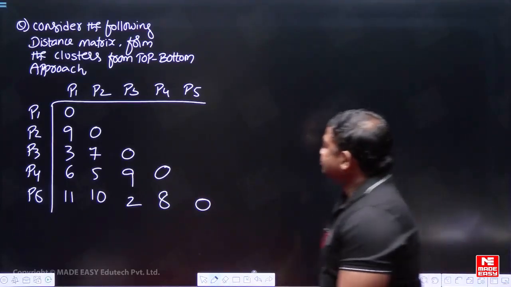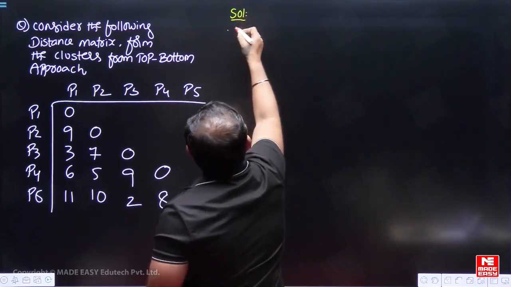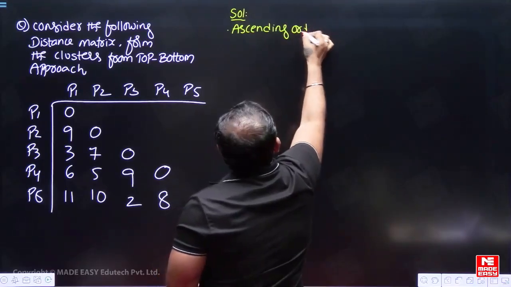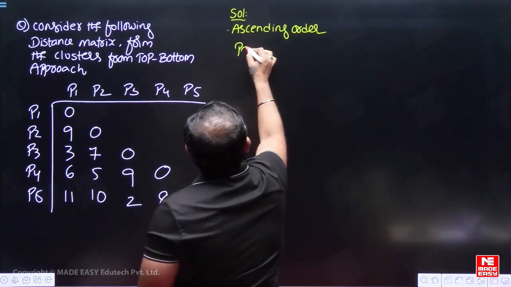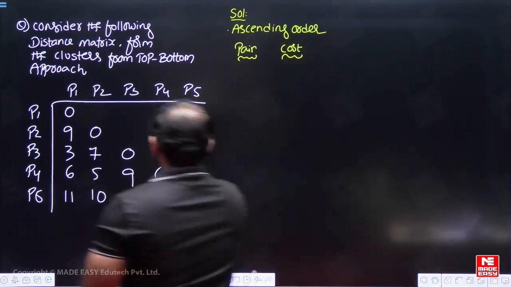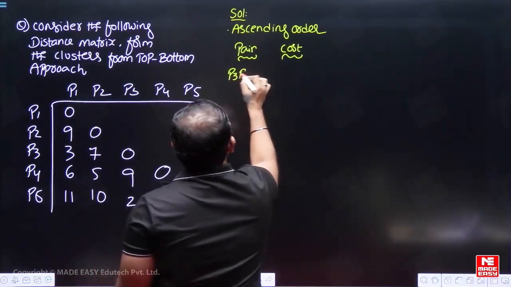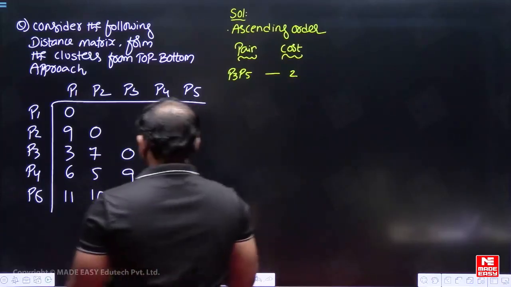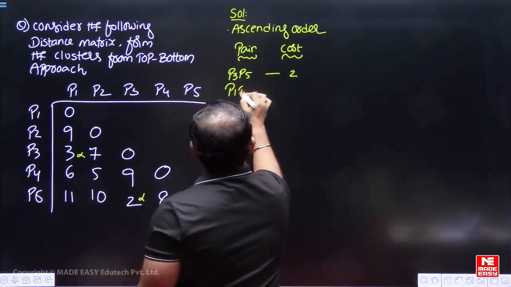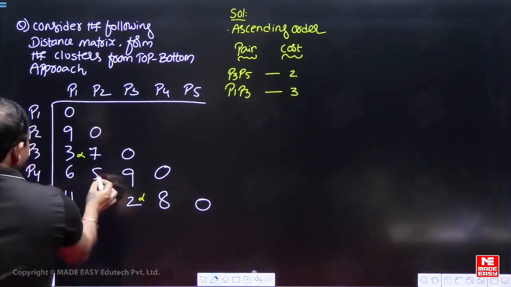Okay, you know the method. First, what we need to do? Ascending order of pair and cost. Cost is nothing but distance. So ascending order, low to high. So P3, P5, cost is 2. Then 3: P1, P3, cost is 3. Over. Then 5.